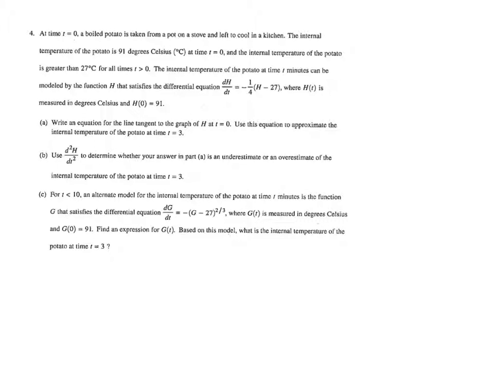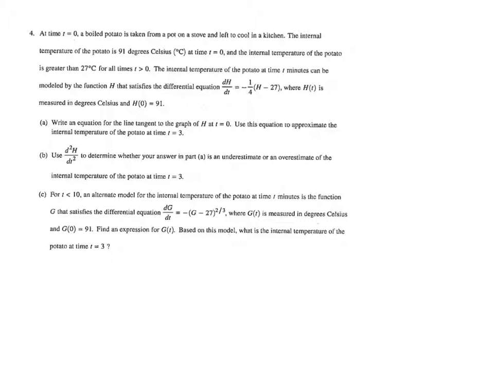Now we get to question number 4, and again, this is a non-calculator question. This would be another question that is common between the AB and the BC exam. In this case, what you're given is a function h, which represents the internal temperature of a potato, and it will satisfy this differential equation: dH/dt equals negative 1/4 times (h minus 27), where h is measured in degrees Celsius, and again, h of 0 is 91. So that initial value is going to be a key part of this.